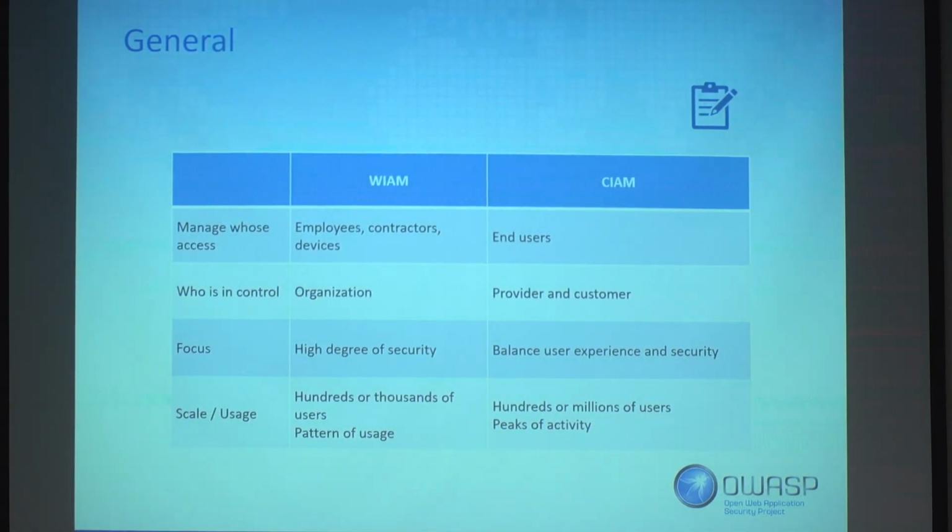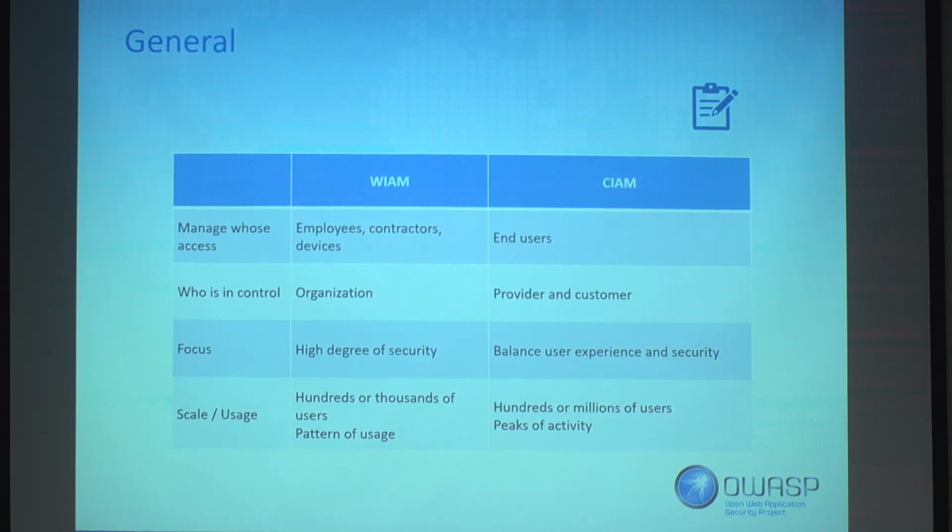In terms of scale, it's different. In an enterprise, you know who your employees are, who your contractors are. You know your base of users. Whereas in CIAM, it can be virtually anybody.